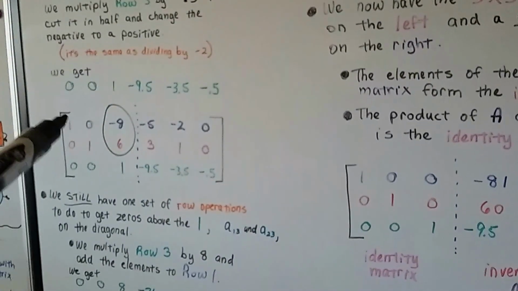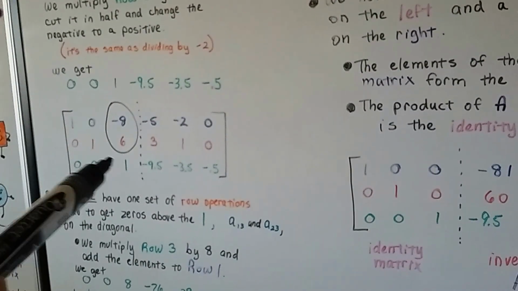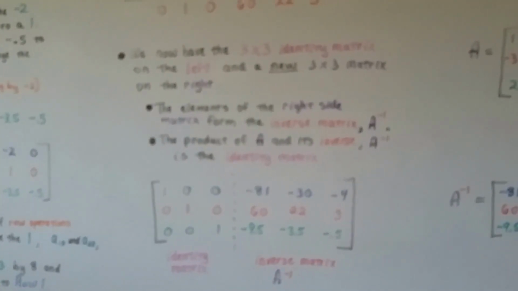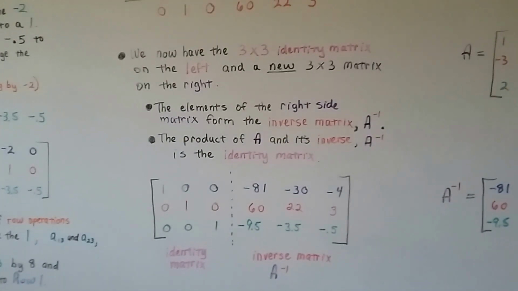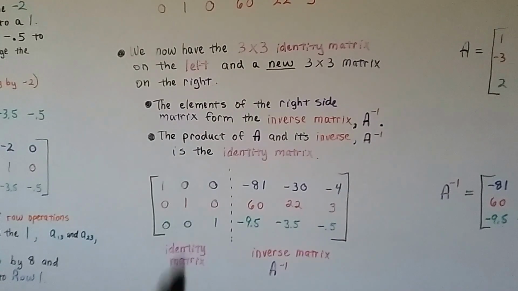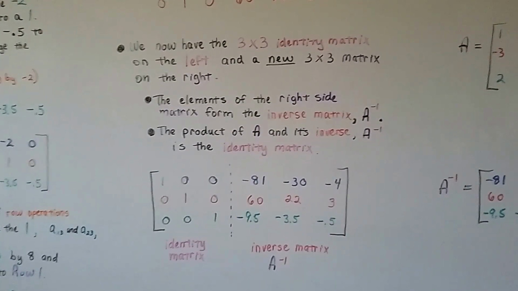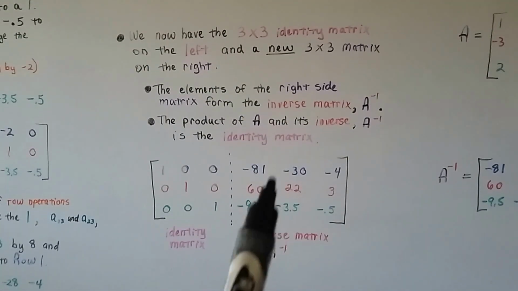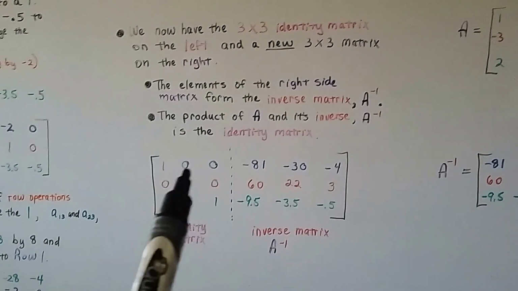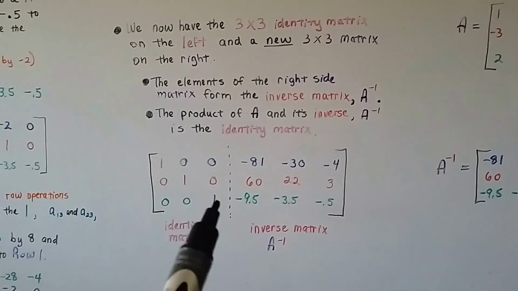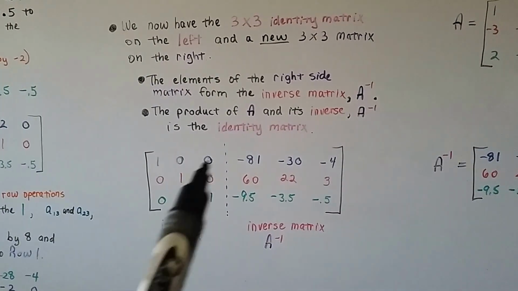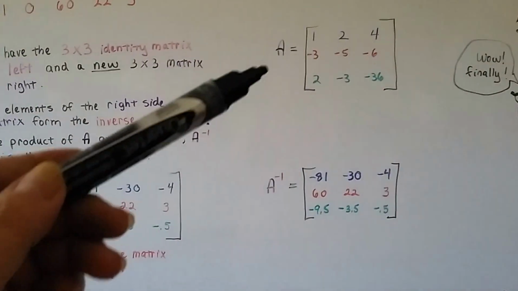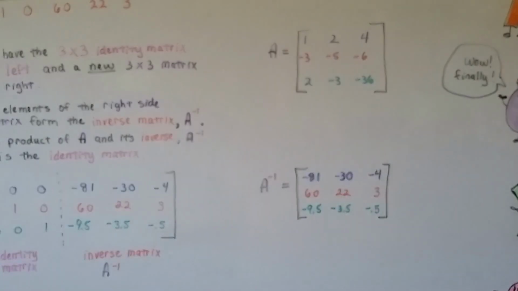So now, remember our goal was to have all ones coming down the diagonal and all zeros above it and below it. We did it. Now we have a 3 by 3 identity matrix on the left, right here, and a new 3 by 3 matrix on the right. And the elements of the right side matrix form the inverse. It's the inverse of A. And here's our identity. We slowly turned each one of these into a 1 and the ones above it and below it into zeros, and it became an identity matrix. So we did it. Here's our original matrix A, and here's the inverse of A.